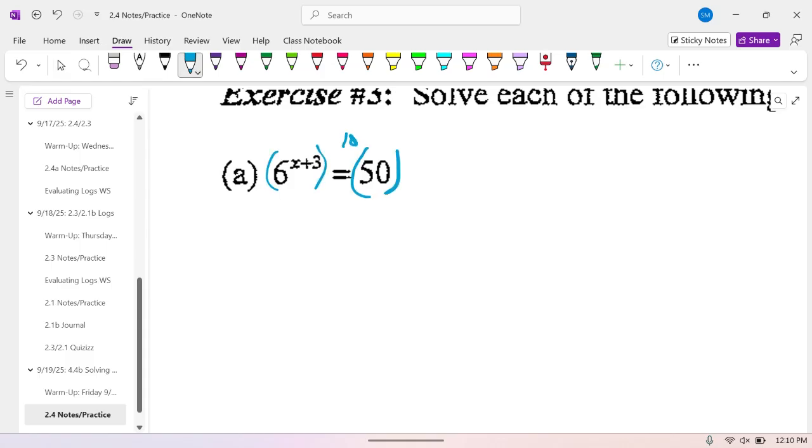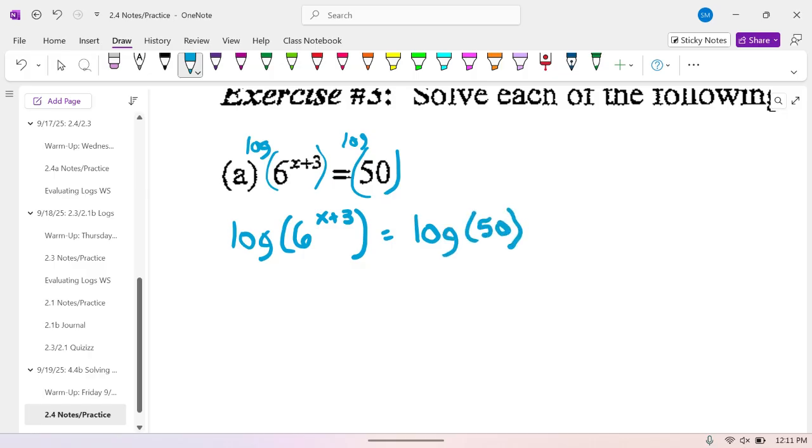So I'm going to take the log of both. This will be log of 6 to the x plus 3 power is equal to the log of 50. Now, our next step is to bring out our exponent. Get in the habit: if your exponent is anything besides x, put parentheses around your exponents. Because, like we talked about with the Loggy Froggy example this morning, if it's in parentheses, they stay together.